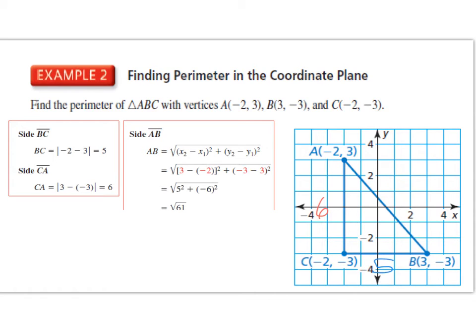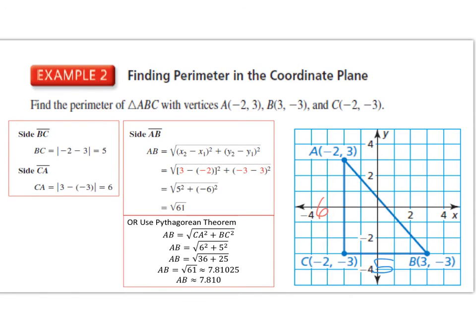Your other option is to plug in your numbers to use the Pythagorean theorem. If you do that, you also would get square root of 61. Either formula is acceptable for figuring out distance and length going at a diagonal. Now make sure when you round off your values that you do round to 3 decimal places.